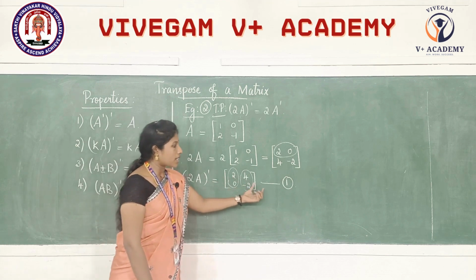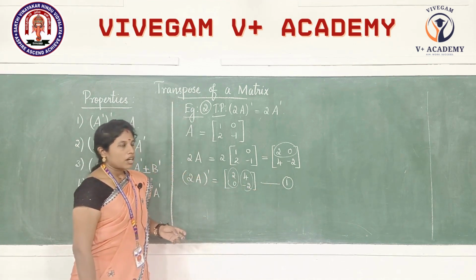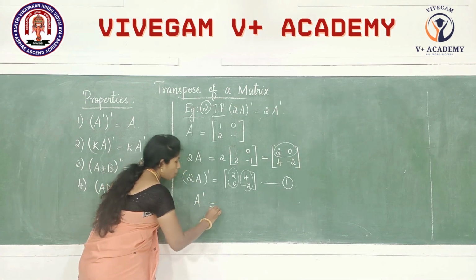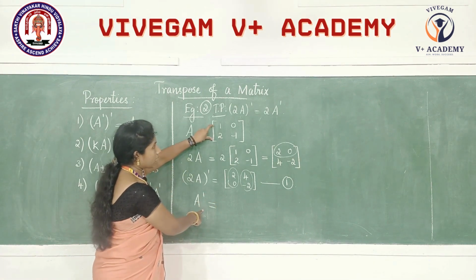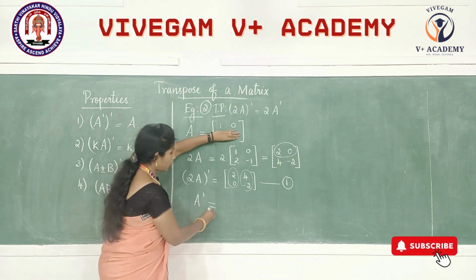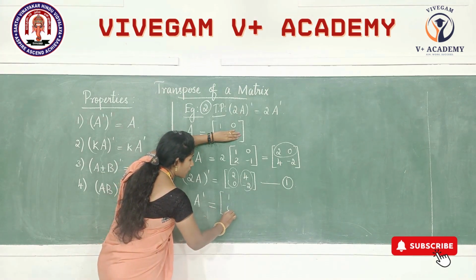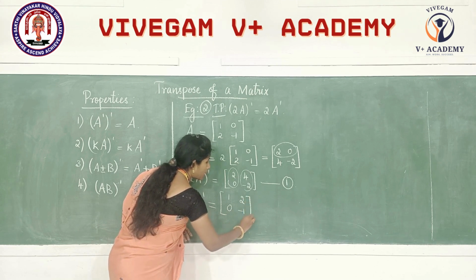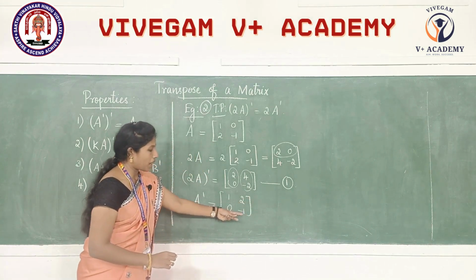Now this is your left hand side, so take it as equation 1. Next A dash we are going to find. A dash means for the A matrix you are taking a transpose. So the first row I am going to write as a column, so 1, 0. The second row as the second column. So the value of A dash is 1, 2, 0, minus 1.